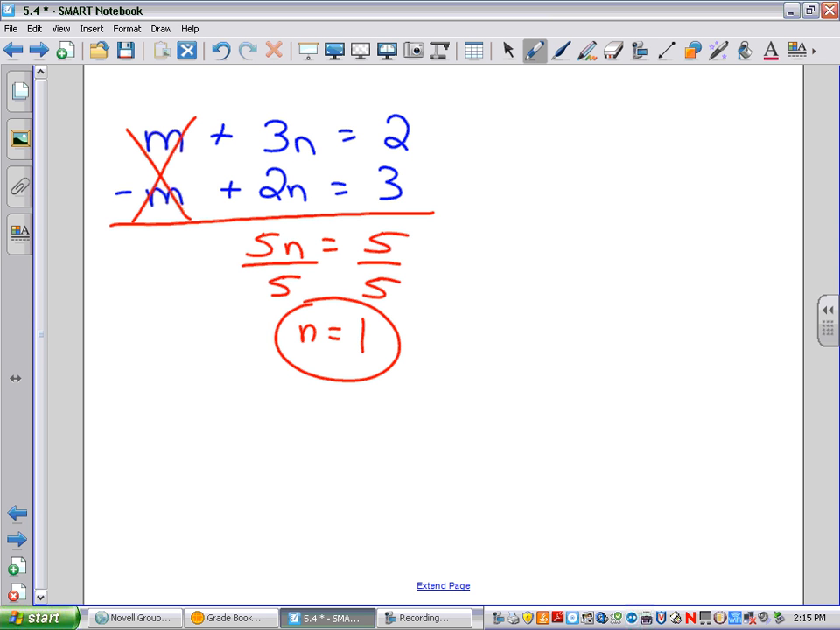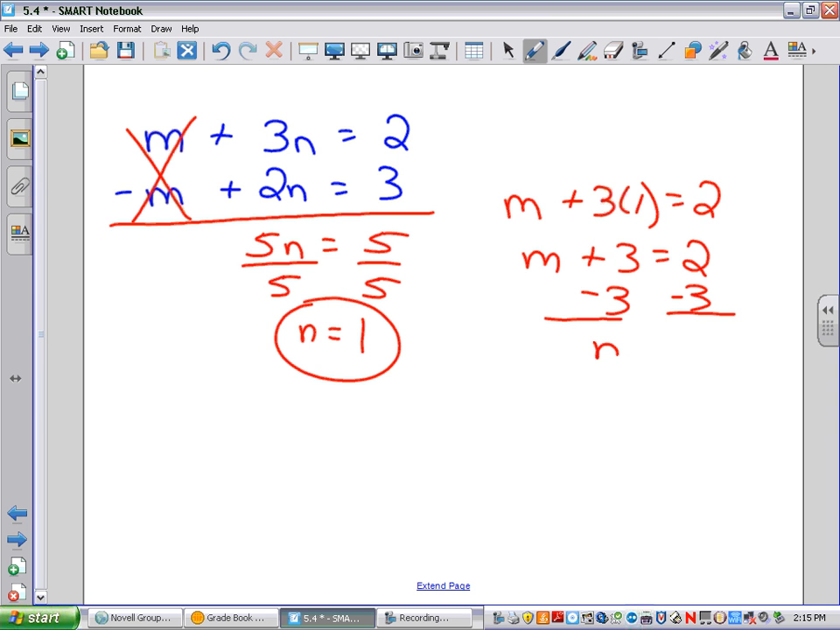And I'm going to take that answer, n is 1, and I always go up to the top. So m plus 3n, so plug your 1 in there, equals 2. In other words, m plus 3 equals 2. Solve that by subtracting 3. So m would equal -1.